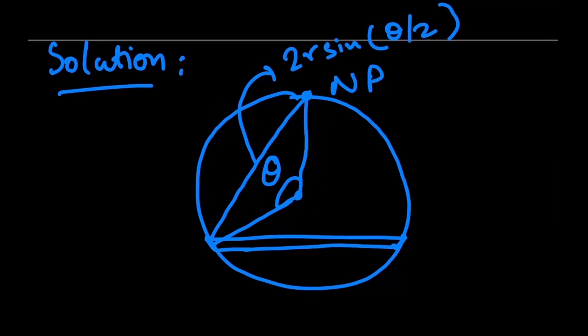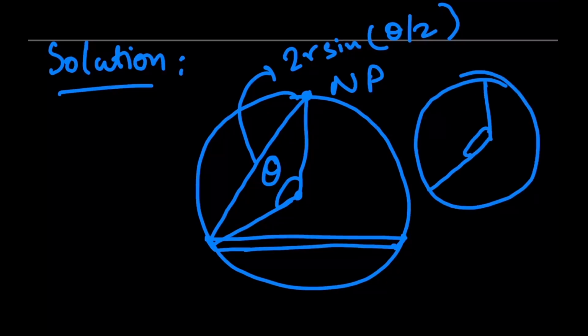But if you want a quick explanation, consider this angle as theta, this side as r and this side as r, and we want to calculate the value of this line over here. What we do is draw a perpendicular, and this is also a perpendicular bisector, because this r and this r are the same.